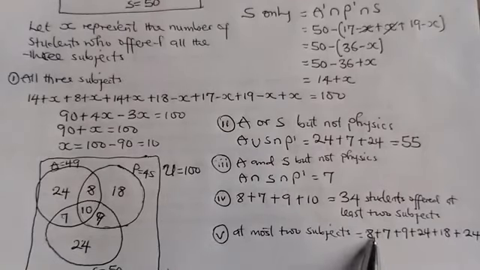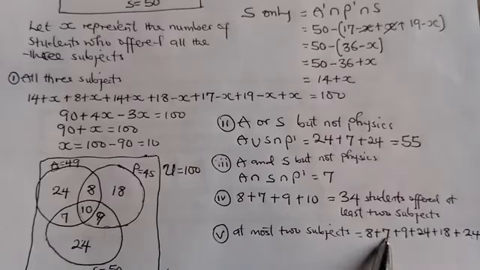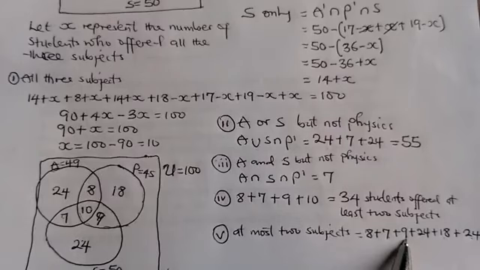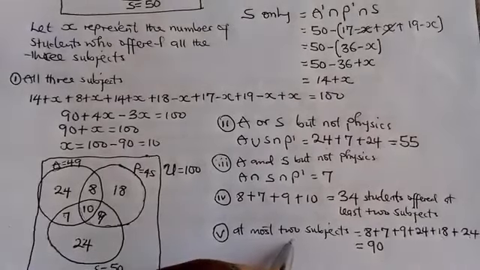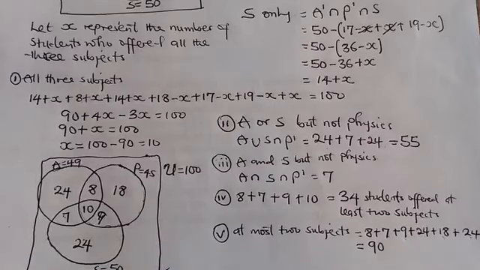So 8 plus 7, we have 15. 15 plus 9, we have 24. 24 plus 24, we have 48. 48 plus 18, we have 66. 66 plus 24, we have 90. So 90 students offered at most 2 subjects.